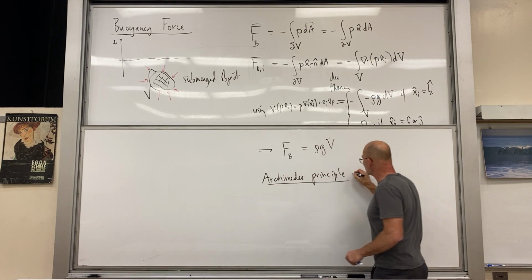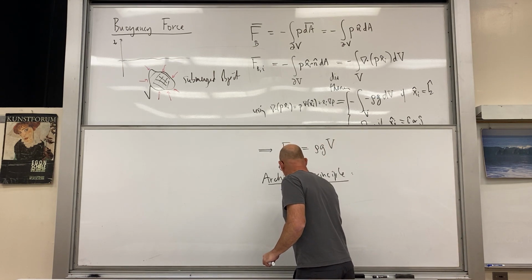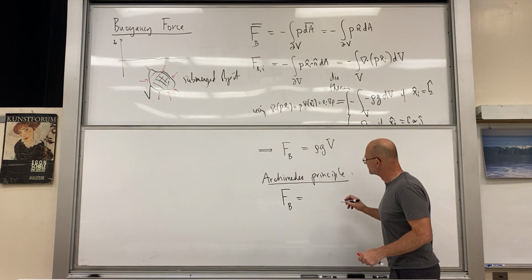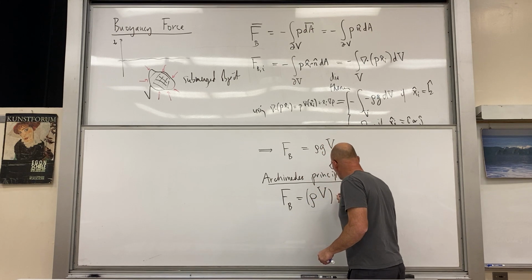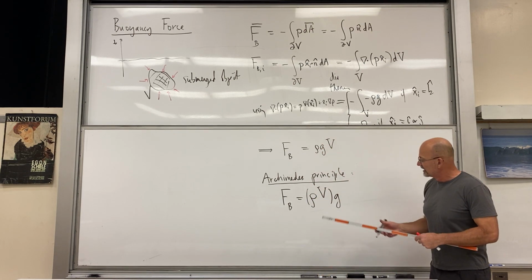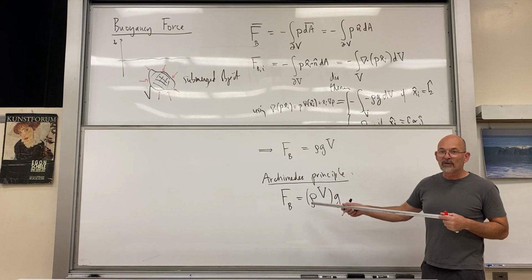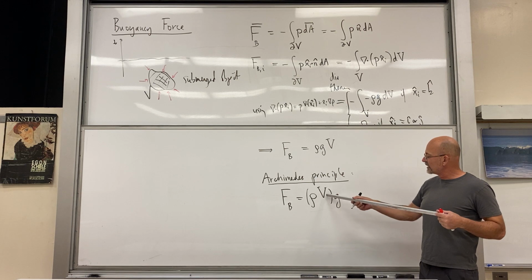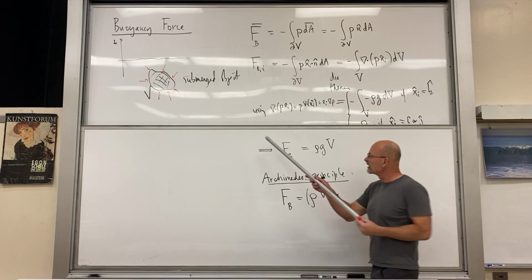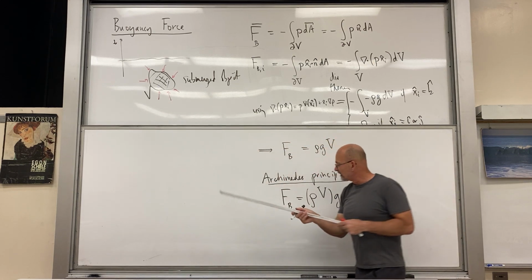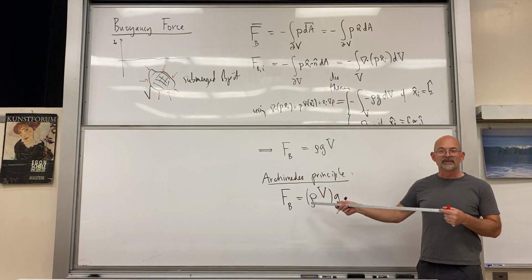So Archimedes' principle, first we'll just write this in the following way. The buoyancy force is equal to rho times V, I'll put parentheses around it, times g. Density times volume is mass. This is the density of the surrounding fluid. So density times volume is mass of the displaced fluid. Right? Density has nothing to do with the density of that object. Density of the surrounding fluid. So Archimedes' principle, buoyancy force is equal to the weight of the displaced fluid.